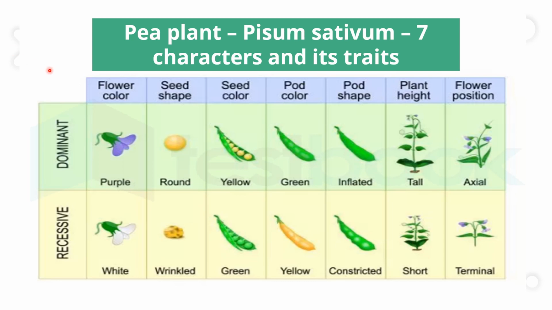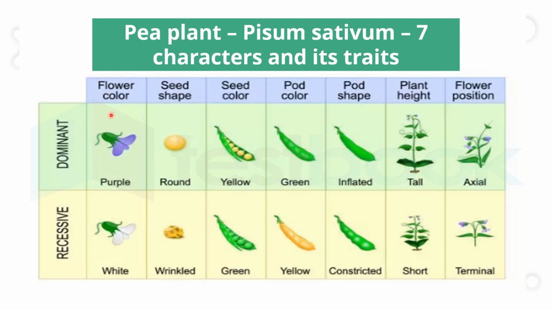Mendel selected 7 main characters for his experiment in garden pea. They are flower color, seed shape, seed color, pod shape, plant height, flower position. These are the 7 characters he selected in garden pea.